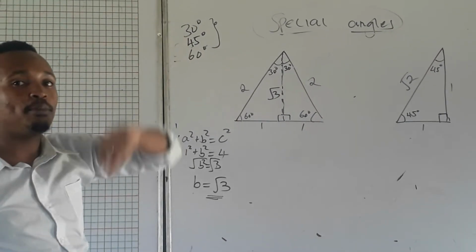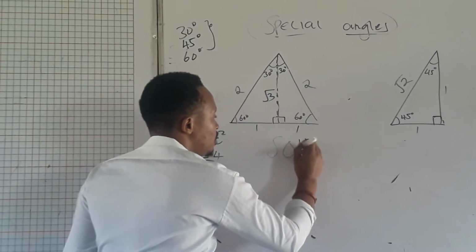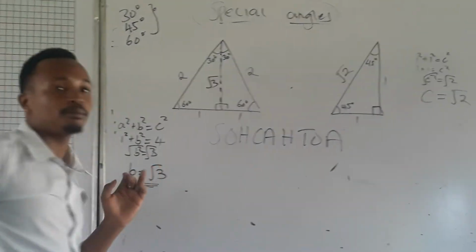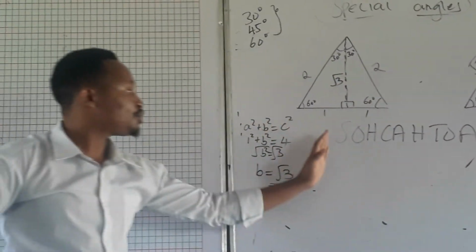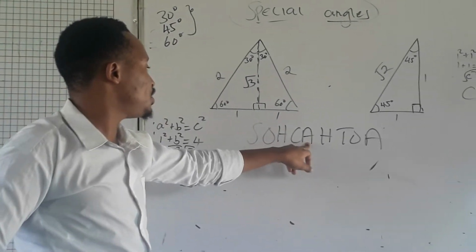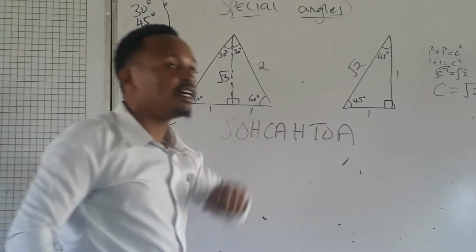But they're going to help us get those angles using something that we call SOHCAHTOA. Are you together? Yes. Now, SOHCAHTOA means sine is equal to opposite over hypotenuse. Cosine is equal to adjacent over hypotenuse. Tangent is equal to opposite over adjacent.